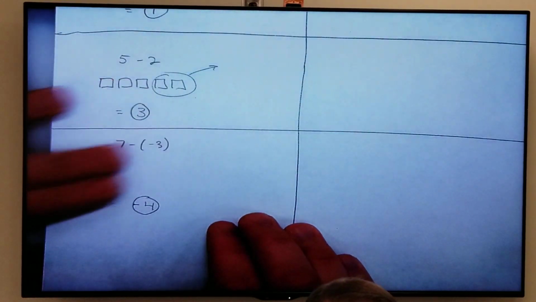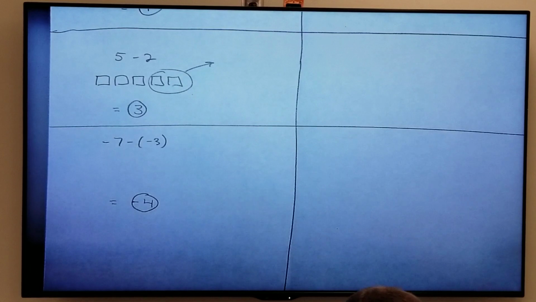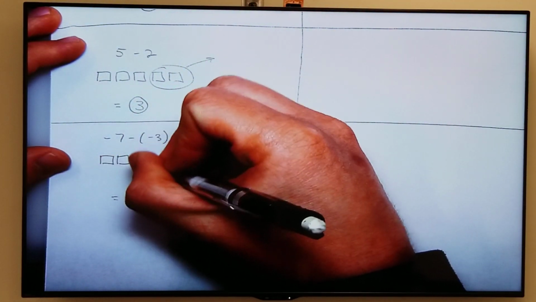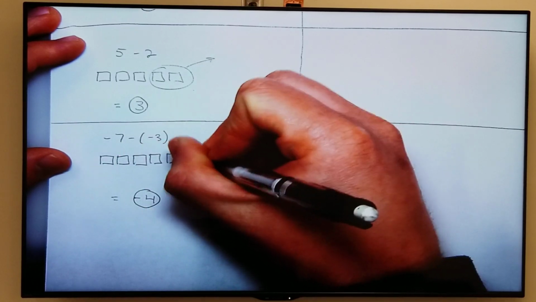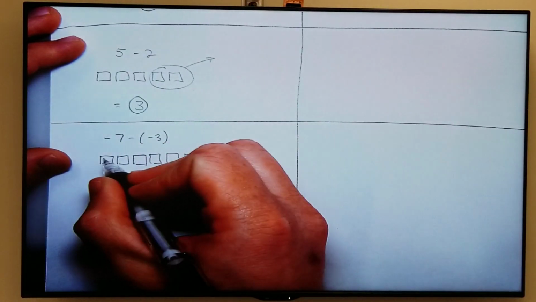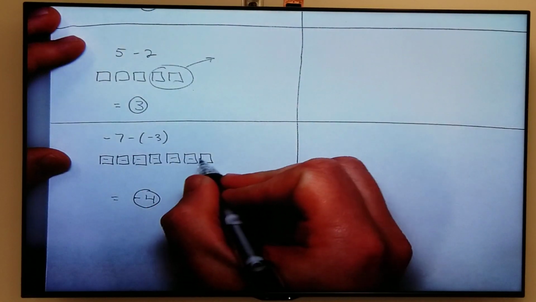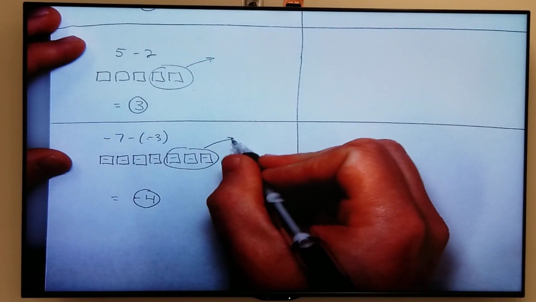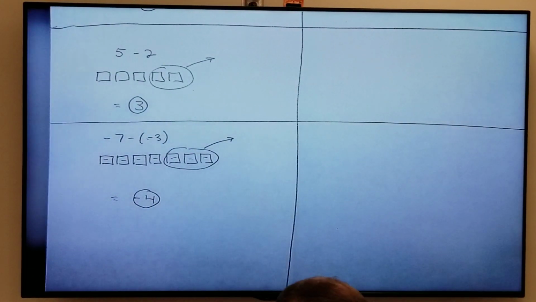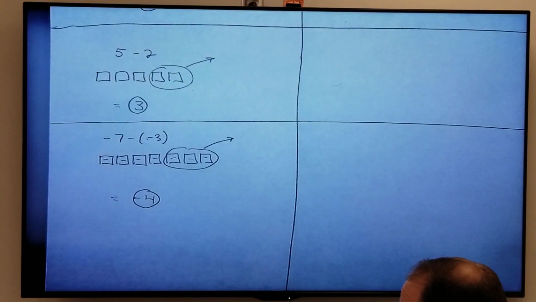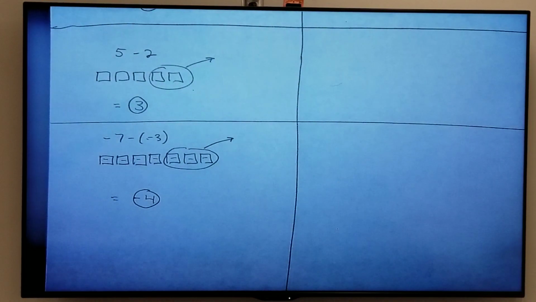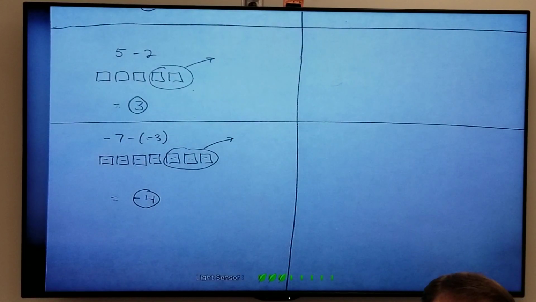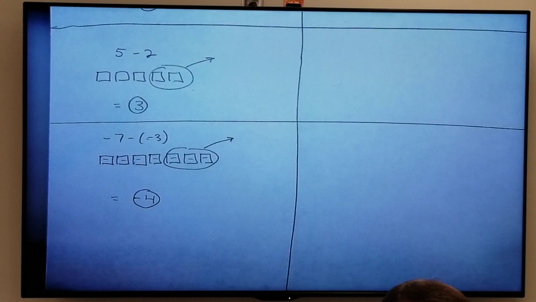Okay, so if I were to draw out the solution, right? So drawing out the solution, I would say I'm starting with 7 negative tiles. 5, 6, 7. These are all negative. And I'm going to take away 3 of them, right? I'm going to take away 3 of them. And so what I'm left with is 4 negative tiles. Right? Okay, so takeaway model works with positive tiles. It works with negative tiles.